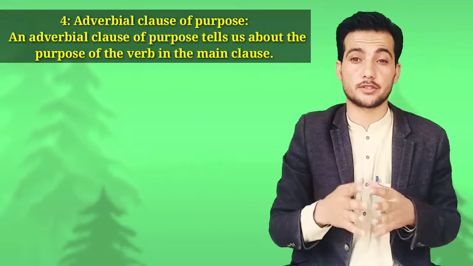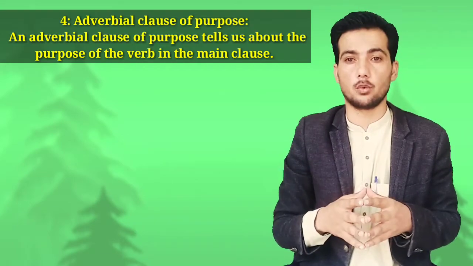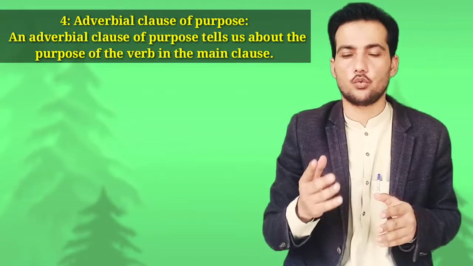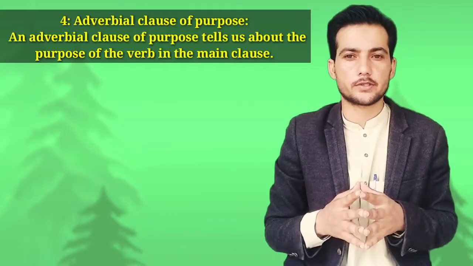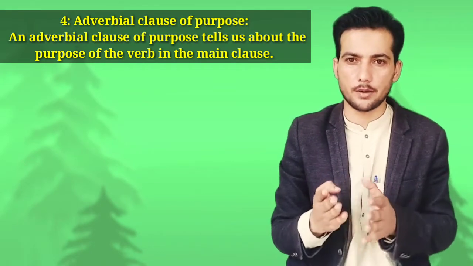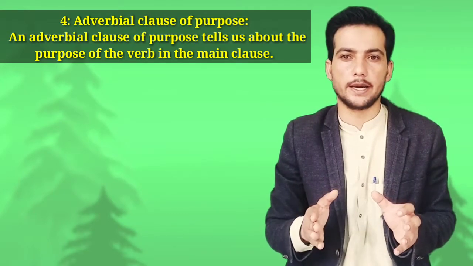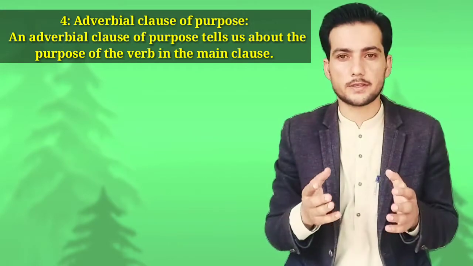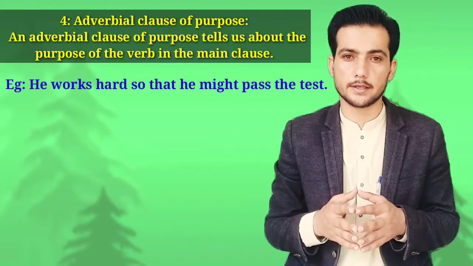Adverbial clause of purpose. An adverbial clause of purpose tells us about the purpose of the verb in the main clause. In simple words, you can say that an adverbial clause of purpose is that type of adverbial clause which gives us information about the main clause. If something happens in the main clause, the purpose behind that work will be expressed by the adverbial clause of purpose. For example, he works hard so that he might pass the exam.